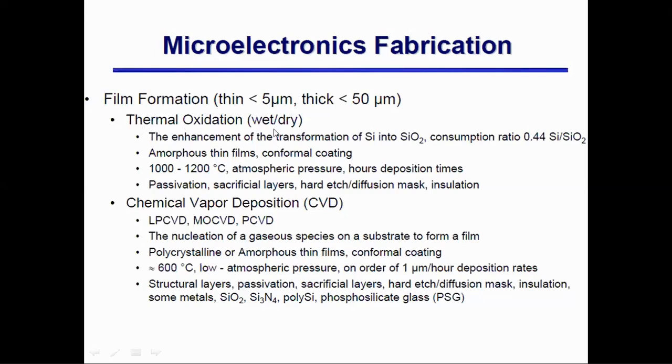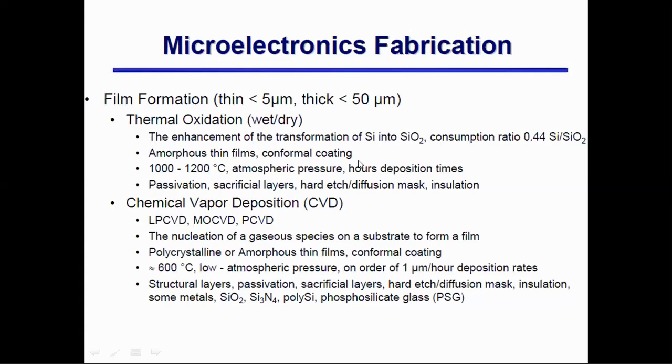Thermal oxidation, wet or dry. In thermal oxidation, we fabricate a thin layer of silicon dioxide on top of the silicon wafer. The process is known as thermal oxidation. It is the enhancement of the transformation of silicon into silicon dioxide. Consumption ratio is 0.44 silicon to silicon dioxide. The silicon dioxide that is made would be amorphous, thin film, conformal coating.